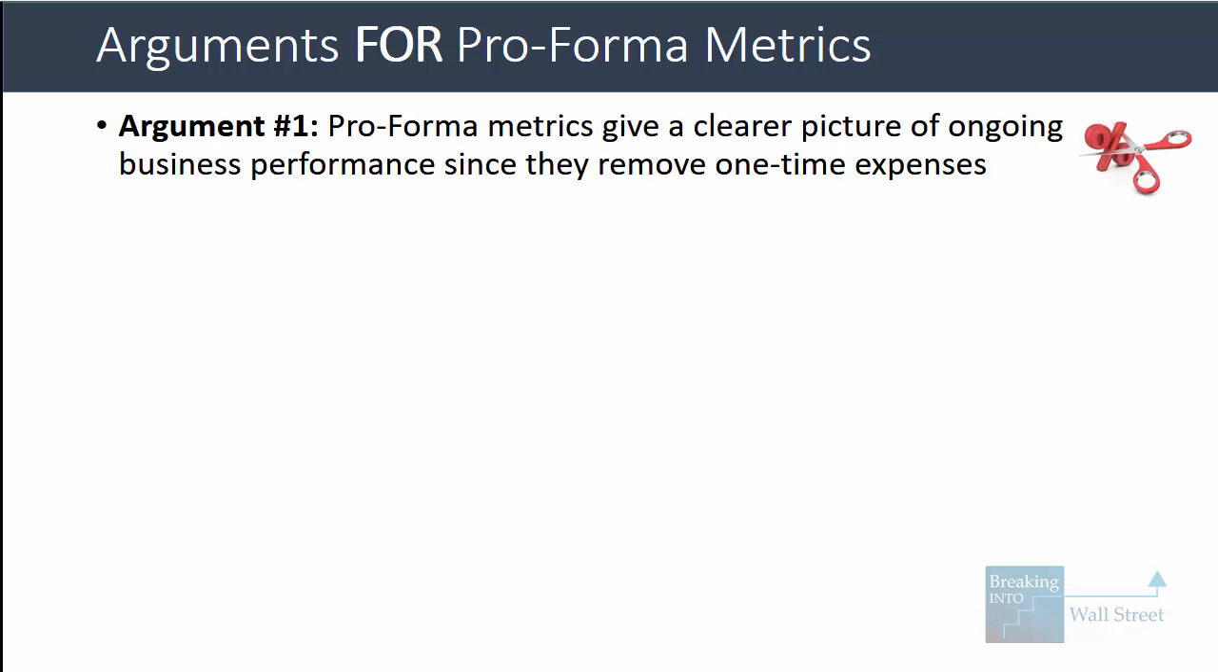First off, many people argue that pro forma metrics give you a clearer picture of ongoing business performance since they remove many one-time expenses. And if you think about it, a one-time legal settlement paid 2 years ago, sure, maybe it reduced the company's earnings per share and net income in that year, but it's not like it's really a part of a company's recurring business. So it's not proper to be counting those types of expenses and reducing companies' net income and earnings per share as a result.